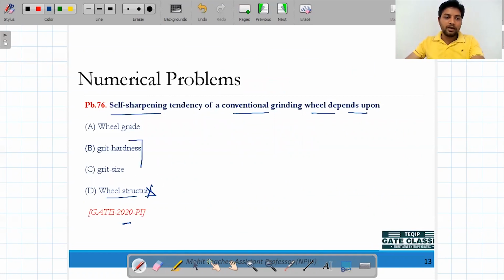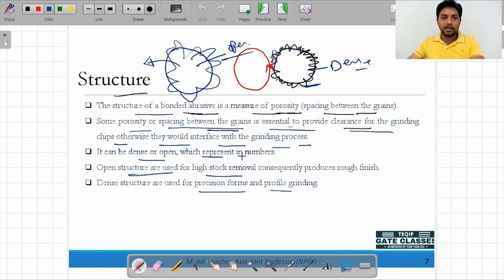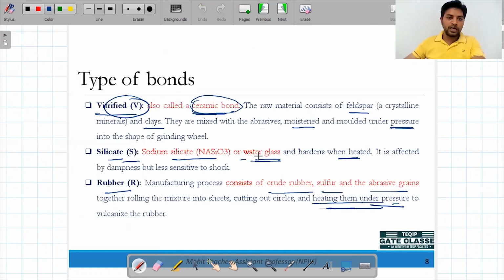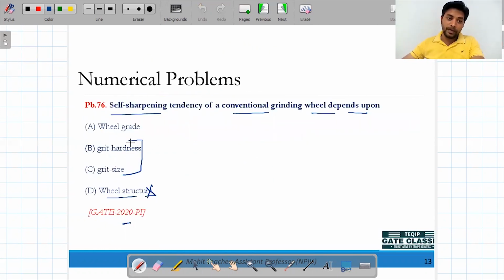Grit size and grain hardness, basically this is the same category. So grit size we are defining by the grain size. Again I have the same thing. If we are increasing the grain size, as I said for the structure part, when we are using 10 grains or 20 grains, it means that it is coarser. If we are using 1000 grains, it means they are fine. So again it is not defining the sharpening tendency. So both are wrong.